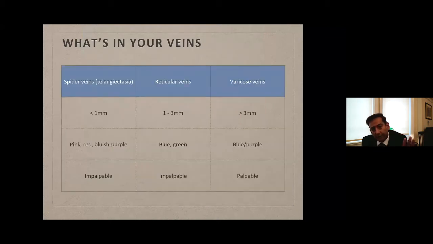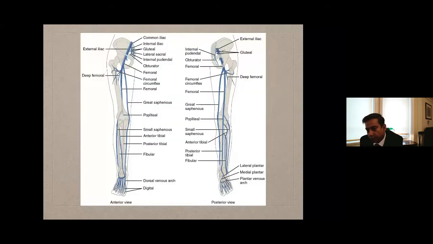So on the first picture, if you remember, they're very small, tiny veins, spider veins, which are less than 1 millimeter in size. They're usually pink, red, bluish purple in color, and they tend to be impalpable. Similar to reticular veins, which are bluish structures, slightly larger than your spider veins, but again, they're impalpable. And the furthest on the spectrum is varicose veins themselves, which are palpable, large. As I'm sure you've all seen them. They're big, grape-like structures, which are quite easily palpable. Go to the next slide.